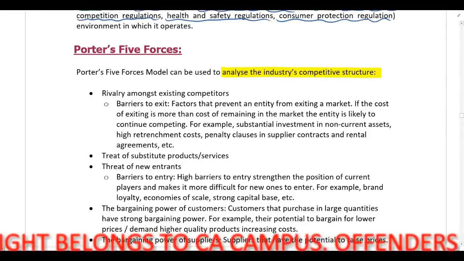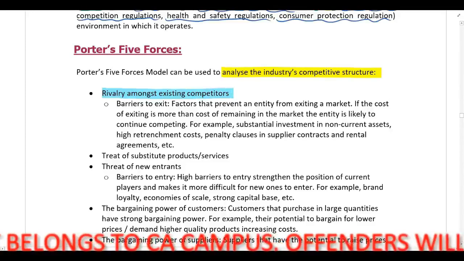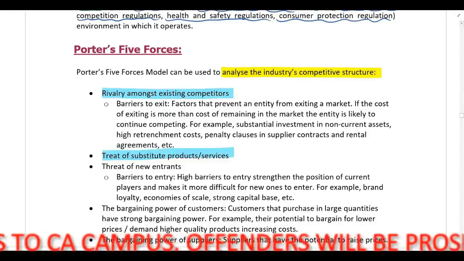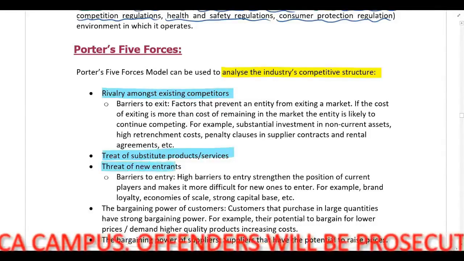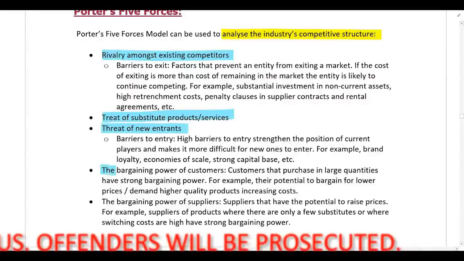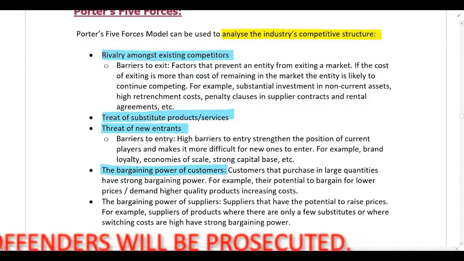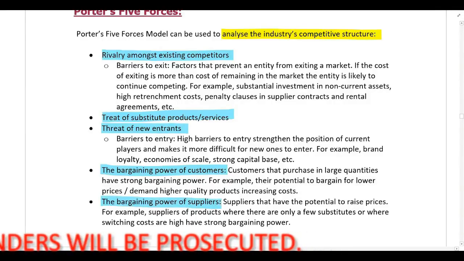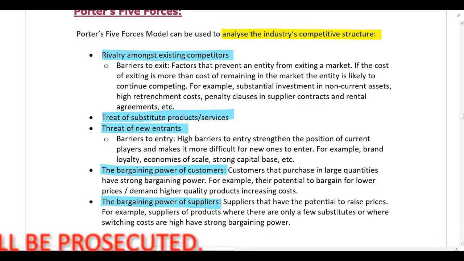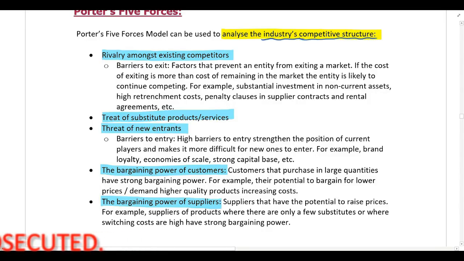The first one, rivalry amongst existing competitors. The second one, threat of substitute products or services. Then the threat of new entrants. Fourth, the bargaining power of customers. And last, the bargaining power of suppliers. So these are the 5 different areas that we need to look at if we are trying to analyze the competitive structure of the industry that we are operating in. Let's discuss each of these in a little bit more detail.